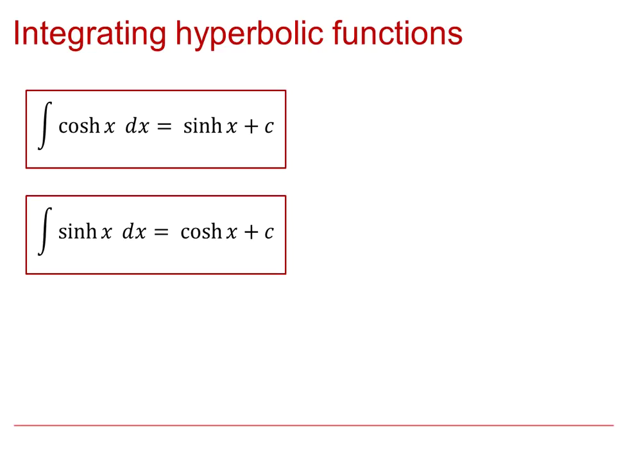Given that integration is the reverse of differentiation, we can therefore also state these results: that the integral of cosh x dx equals sinh x plus the constant of integration, and the integral of sinh x gives us cosh x plus a constant of integration. We may need to use a substitution or integrate by parts, and you may find that the limits, when you're given limits for x, are written in natural log form.